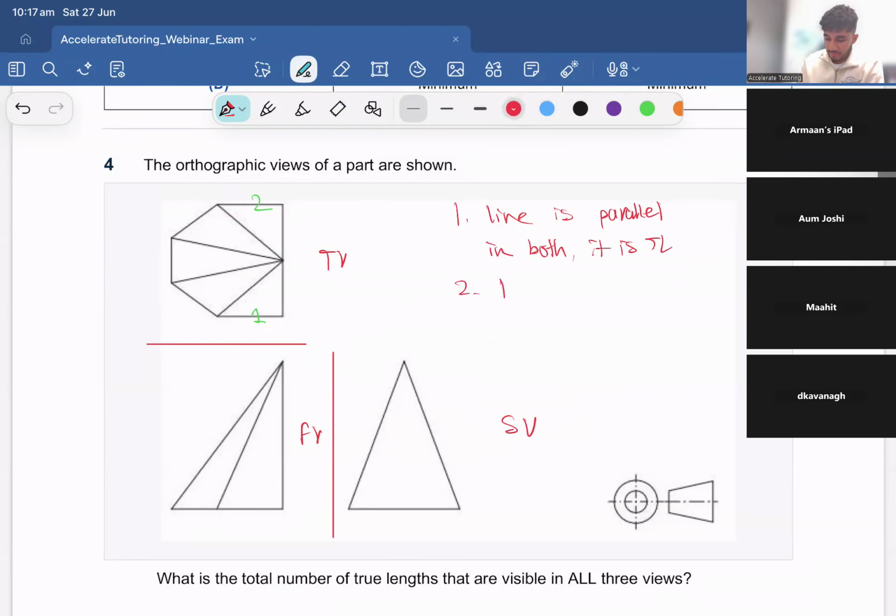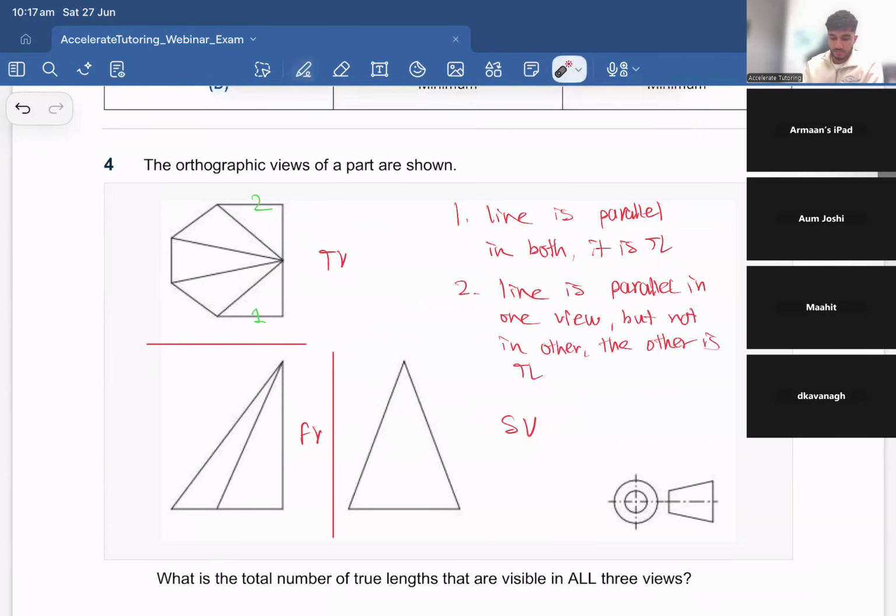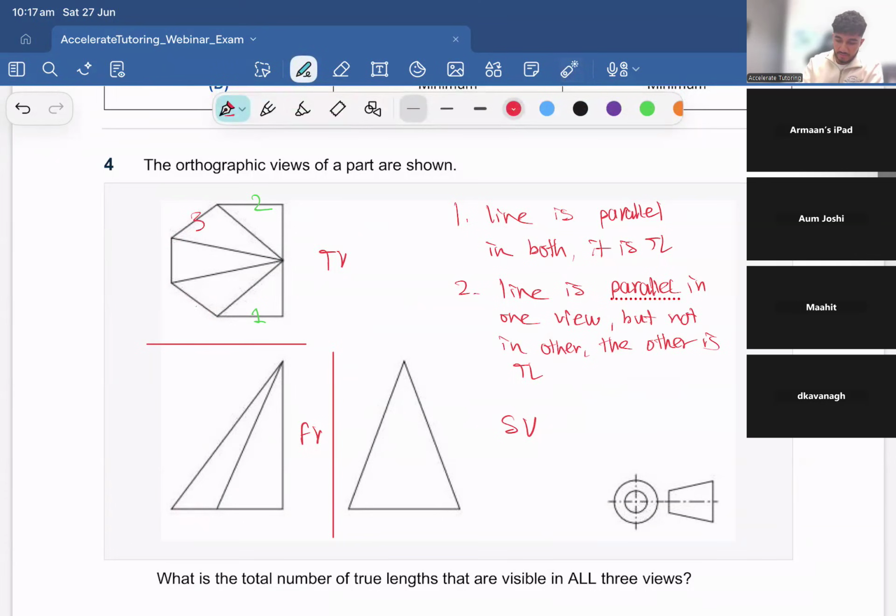The next point, if a line is parallel in one view, but not in the other, the other is the true length. So again, this line over here represents these 2 diagonals. It's parallel here to the plane, so it is true length over there. Next rule. If a line is a point in one view, it is true length in the other.